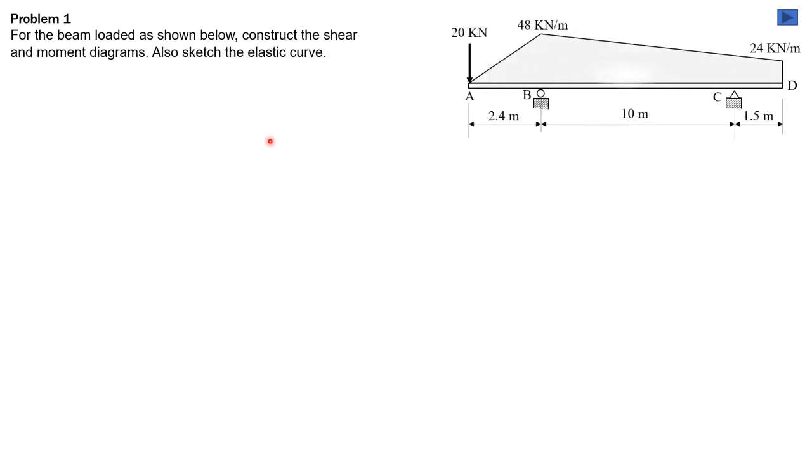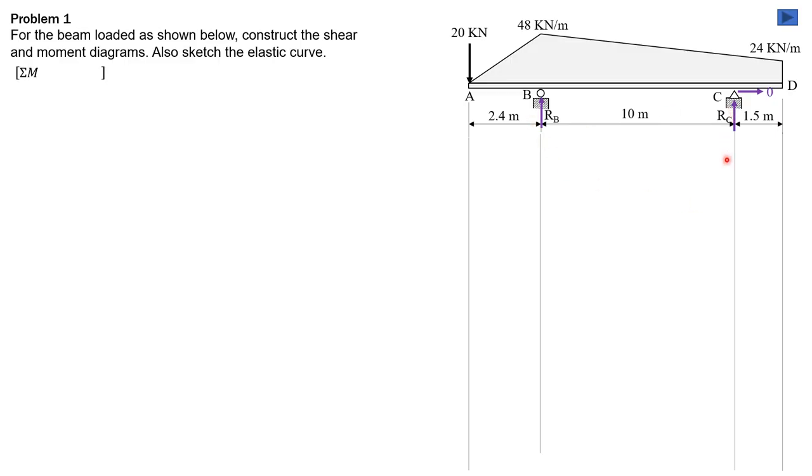First, here is the first example about construction of shear moment diagrams for beams. For the beam loaded as shown below, construct the shear and moment diagrams, also sketch the elastic curve. So let's apply now the reactions. Reaction at C horizontal is 0. Then let's sum up moment about C equals 0, clockwise as positive.